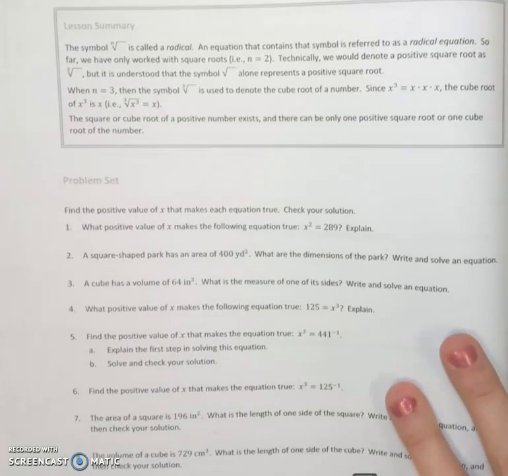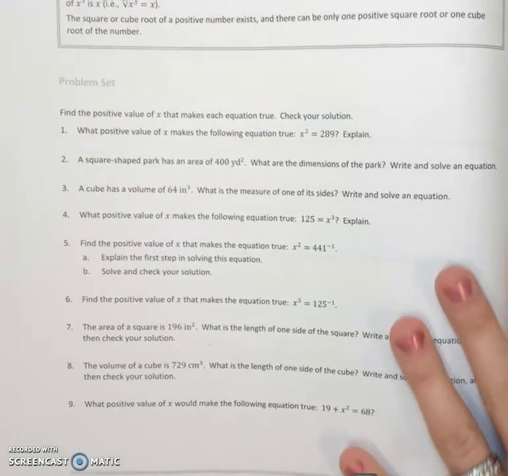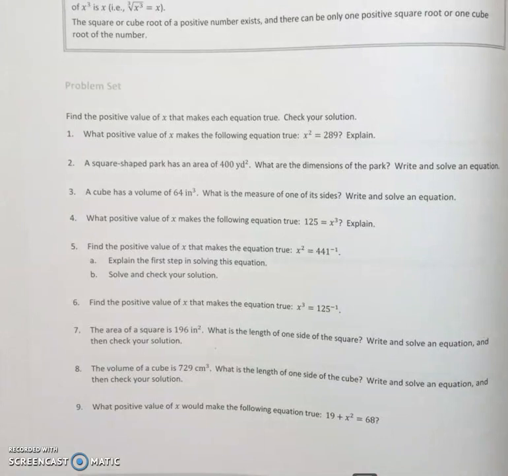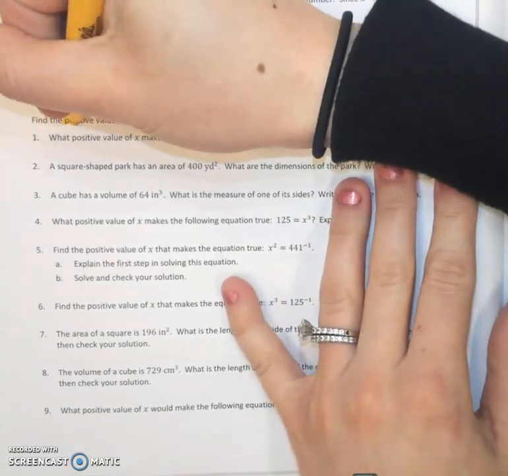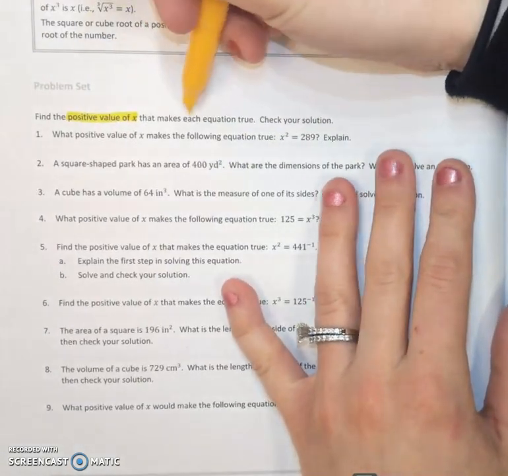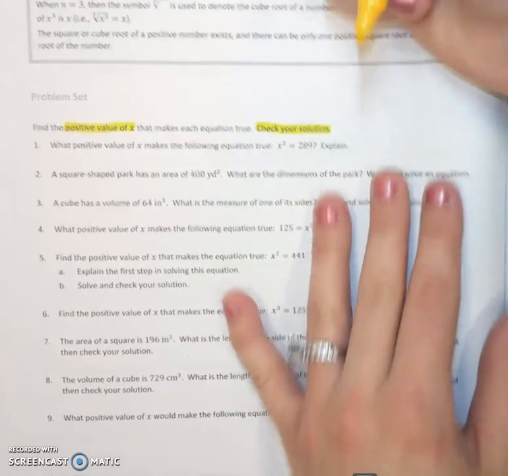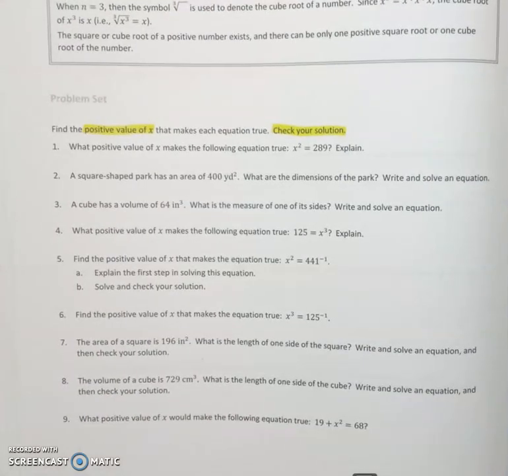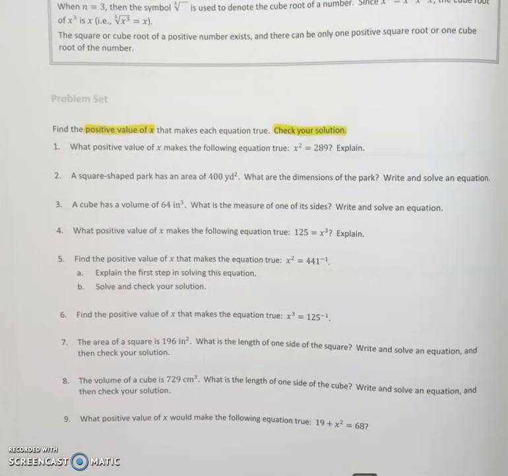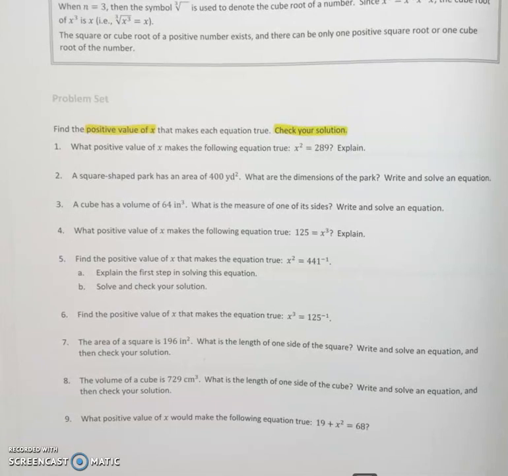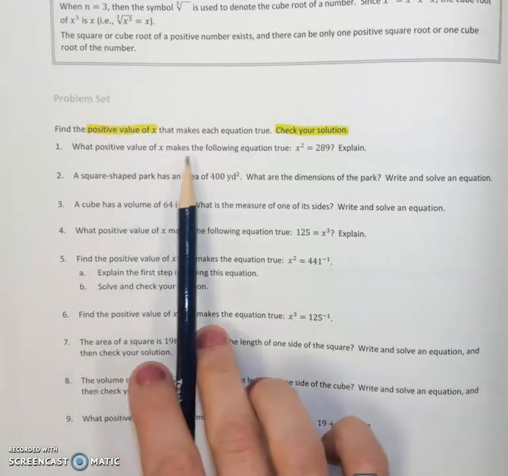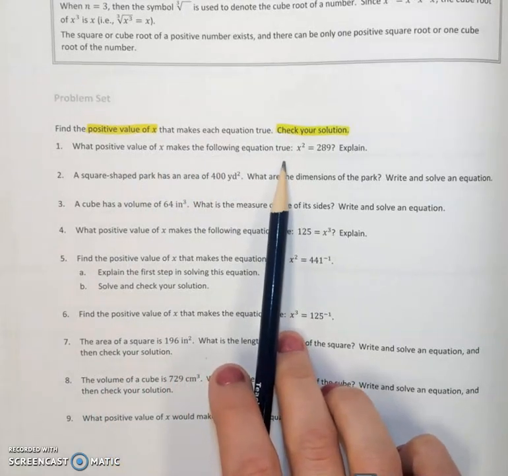So number 1 is asking us to find the positive value of x that makes each equation true. Check your solution. Okay, so when I look at these directions, it wants me to find the positive value of x that makes each equation true and to check my solution. So not only am I going to have an answer, but I'm going to show my work to check that answer. So what positive value of x makes the following equation true?